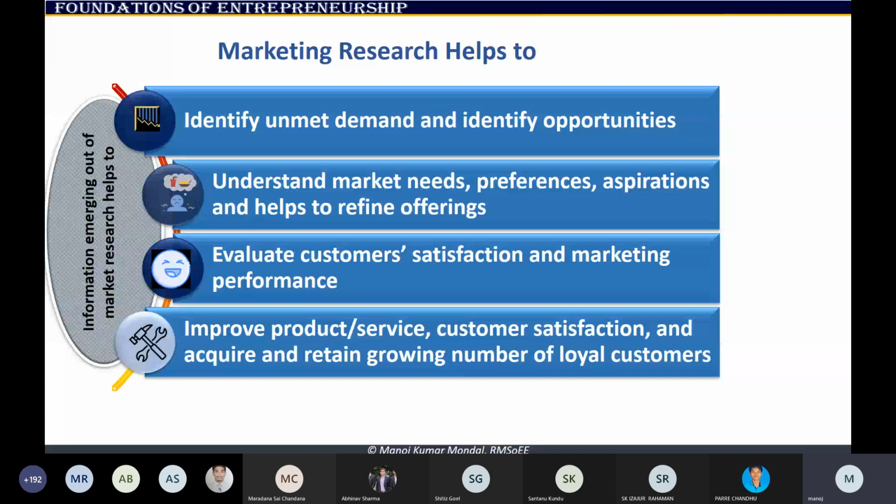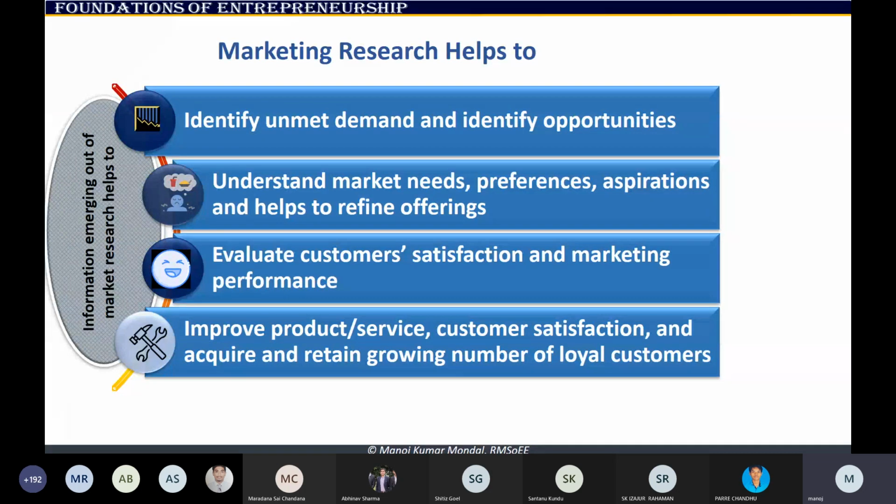Marketing research helps to identify unmet demand. When you are a startup, you do not have any idea whether people are satisfied or unsatisfied with the existing products. Is there unmet demand left? If you can identify that unmet demand, that will help you decide whether to go ahead with building the product or not.